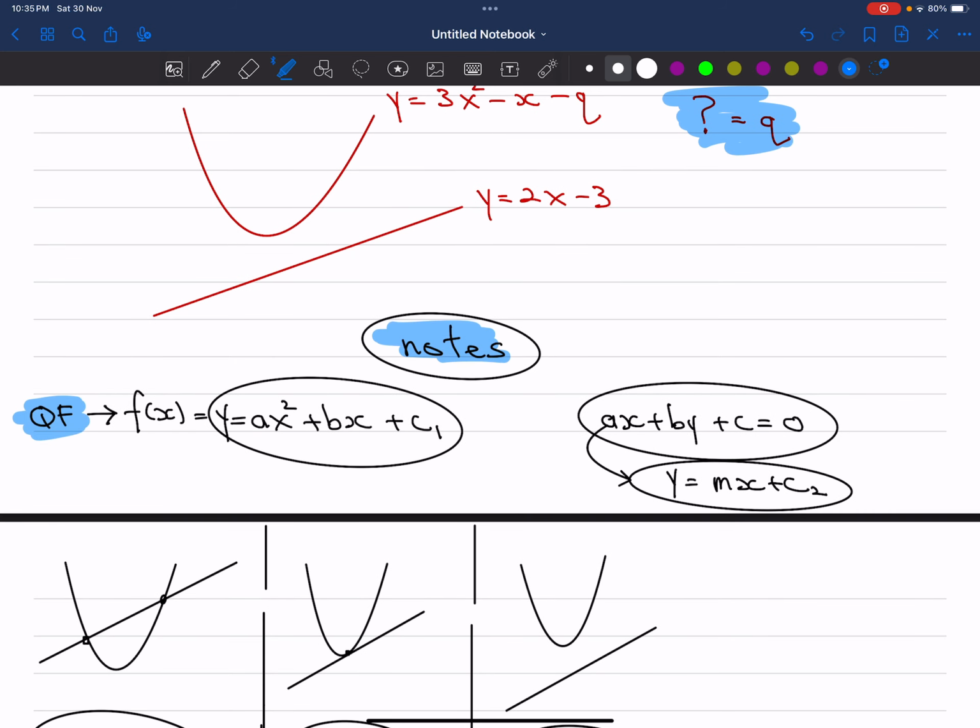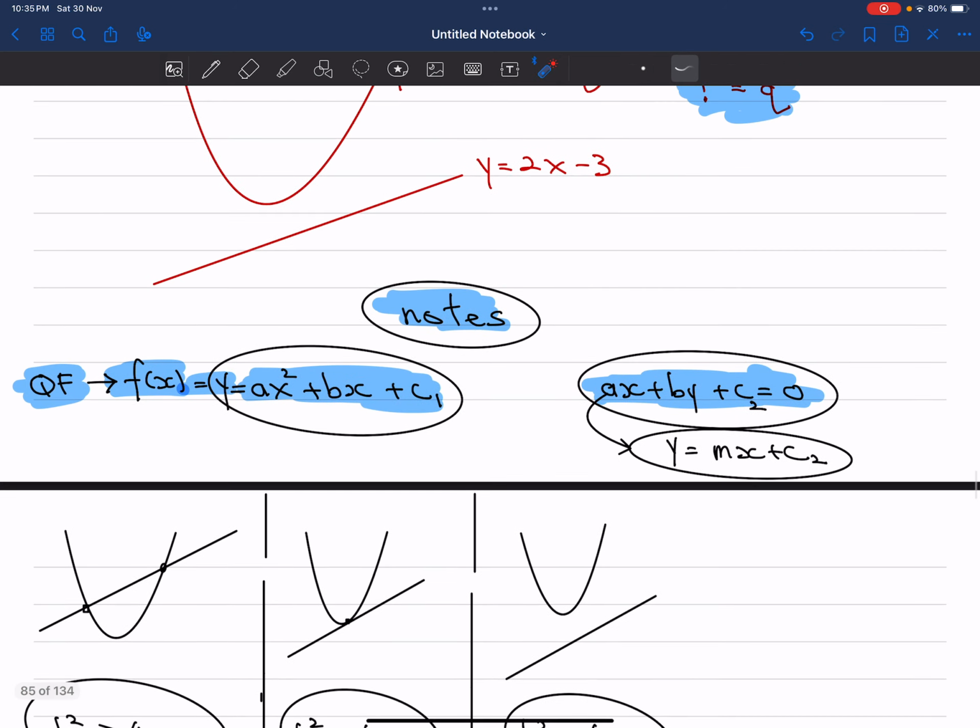The quadratic function f(x), or y equals ax squared plus bx plus c1. So this quadratic function and a straight line ax plus by plus c equals 0. This one I should put as c2 because I have c1 here. And this straight line, you must change it to y equals mx plus c2. You must change the form. The straight line given in standard form, you must make y the subject.